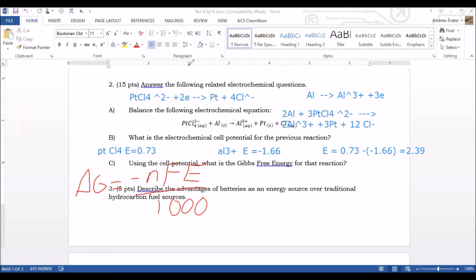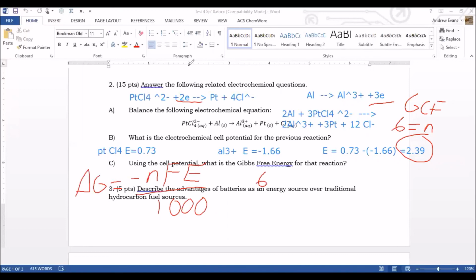So F is a constant. E is this number. N is the only thing that can trip you up. How many total electrons are transferred? This is where that greatest common factor came in. 3 electrons there, 2 electrons there. Greatest common factor, GCF, was 6. So n is equal to 6.